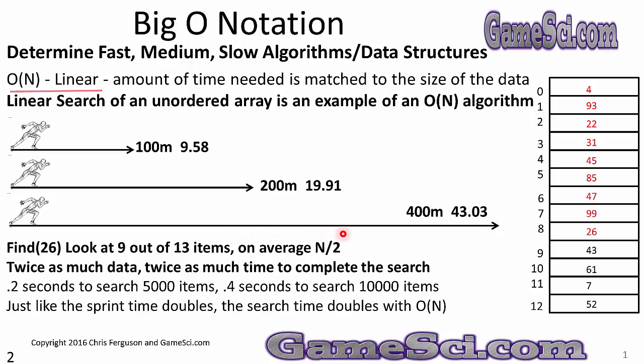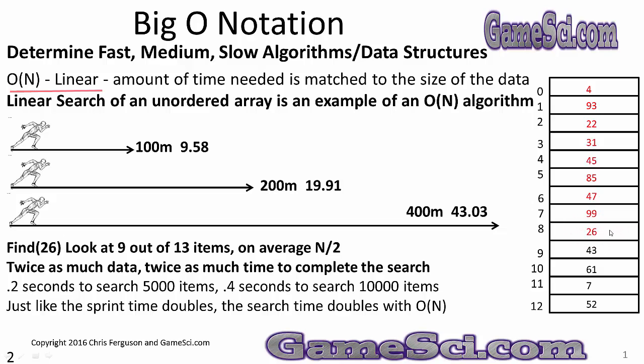On average, we'll have to look at n over 2 of the items. Remember linear search. It's going to start at the beginning here at position 0, and it's going to go to 1, 2, 3, 4, looking for the match for 26. 5, 6, 7, 8. When it finally hits 26, the algorithm is done and will stop.